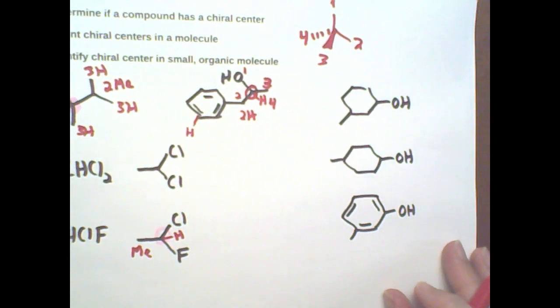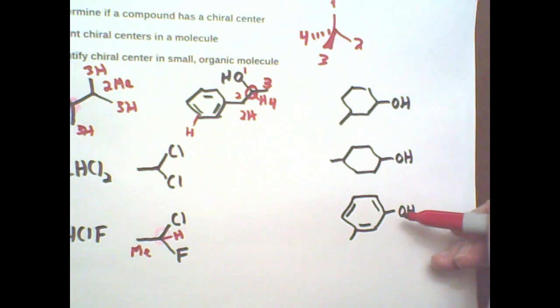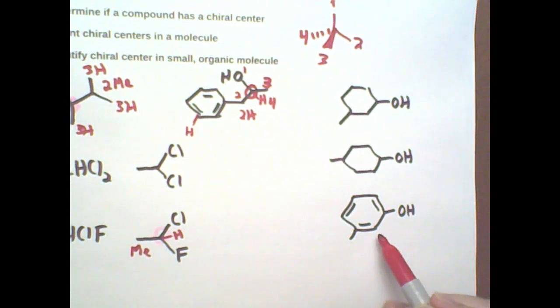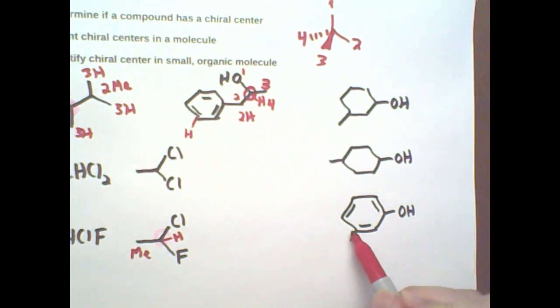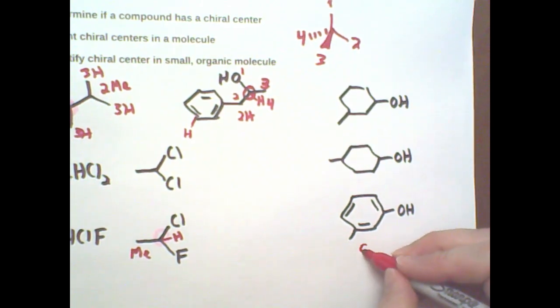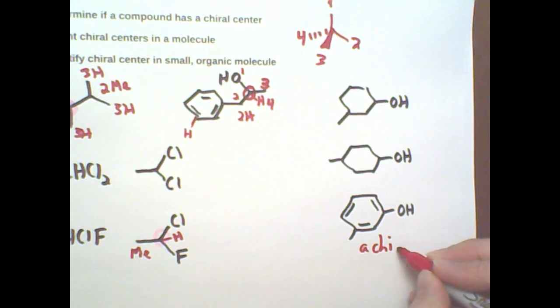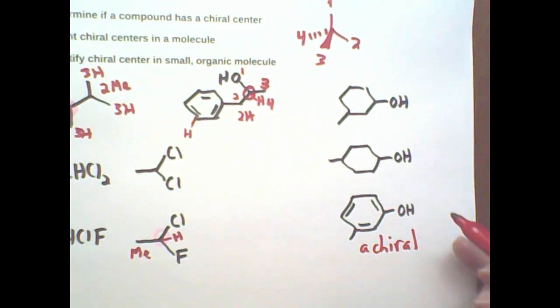Let's look at these molecules. Superficially, their line angle structures all look the same, really similar. This one down here, we can tell it has no chiral centers because this benzene ring is totally flat. All of these have just 3 groups attached. And this methyl here has 3 hydrogen. So this molecule is achiral.